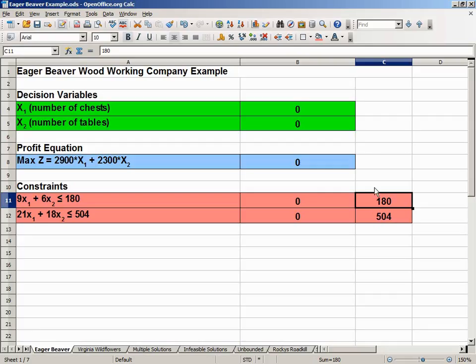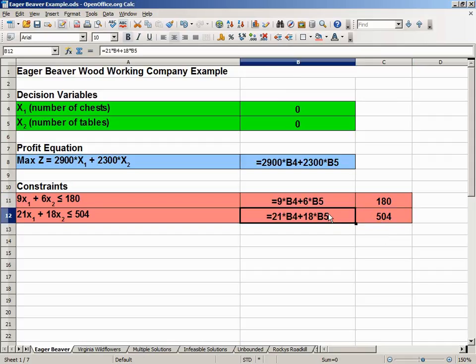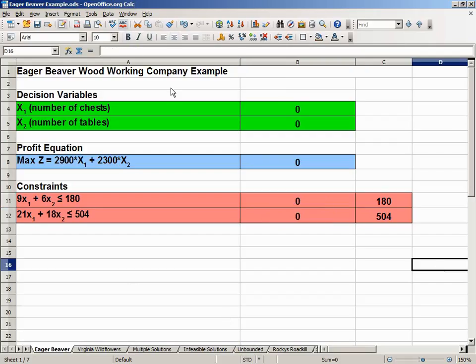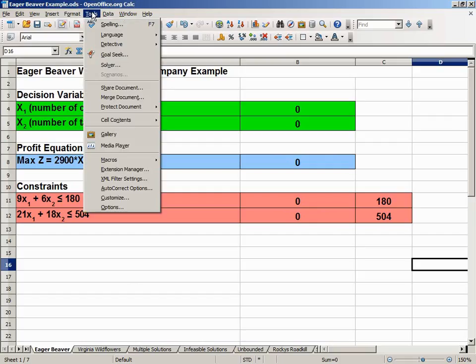This right here is the amount of resources I'm using. Okay? Everyone got that? Simple equations. So now I want to go in and solve this. So how am I going to do this? I'm going to go up here under Tools. I'm going to go down to Solver. This is also in Excel. It's going to bring up a dialog box for me.